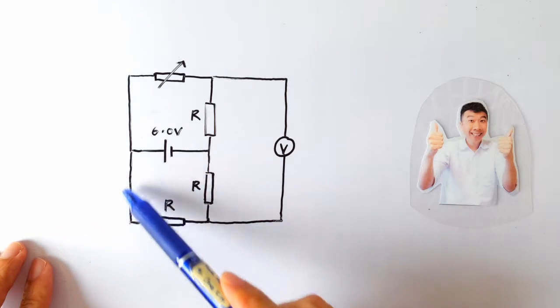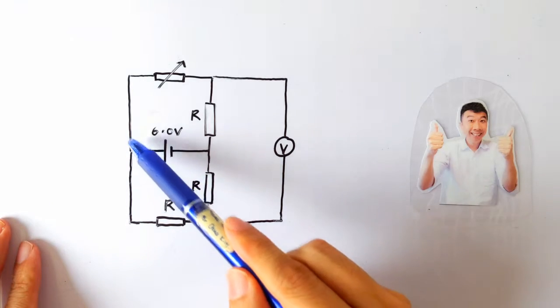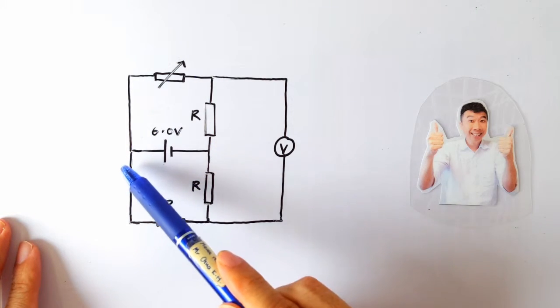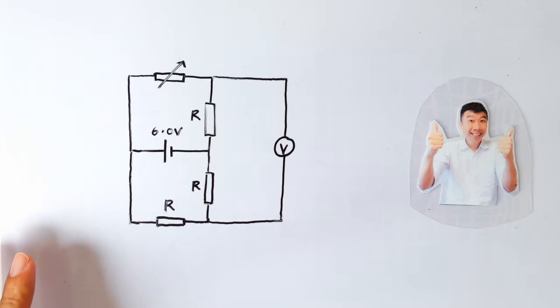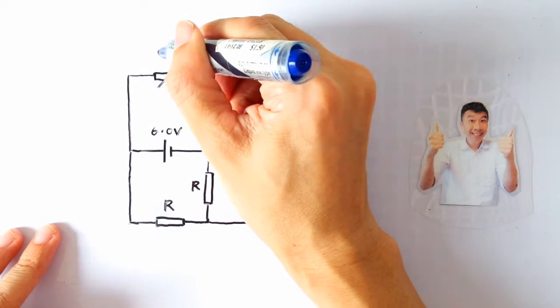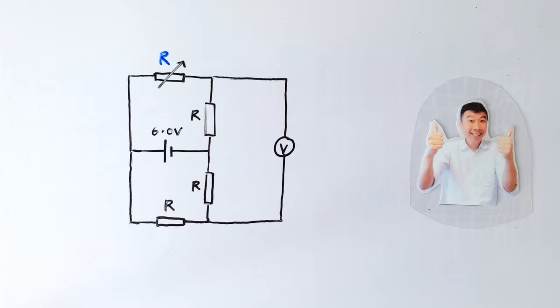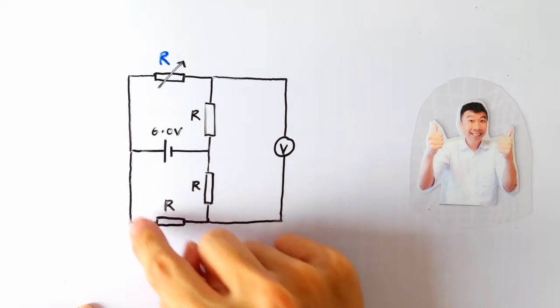So it's actually quite a simple circuit, although it looks very complicated. One current goes this way and another current path is this way. So let's start by setting this variable resistor to be R. Let's talk about this path first.